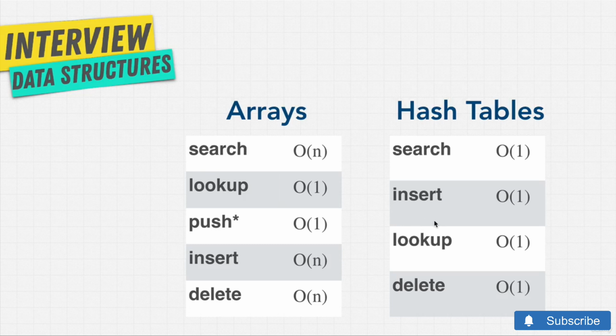You just simply have to hash and create the key. Although we have those cases of collision, most of the time that's something that we don't need to worry about too much and we can assume an insert of O of 1.